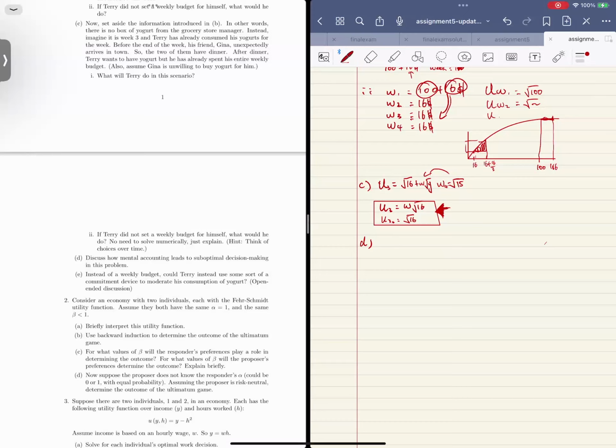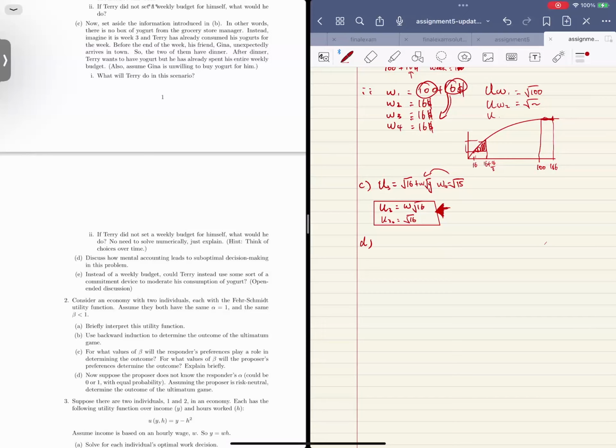we don't know what Terry does during the week. He could have just consumed all the yogurts on day one, Monday, and didn't evenly distribute it throughout the week. Or maybe he forgot to eat yogurts throughout the week and then ate everything on the last day. Or somehow he just forgot and then his mental accounting resets and he didn't get any happiness during that week. So instead of having this mental accounting, maybe we can use some sort of commitment device that is more evenly distributed throughout the month instead of resetting weekly.